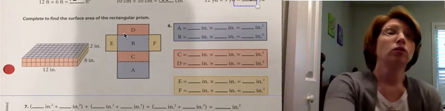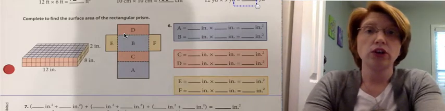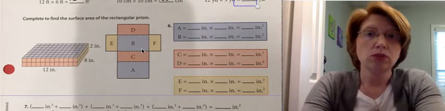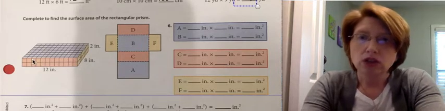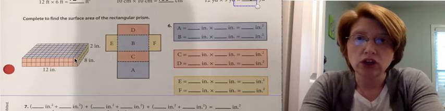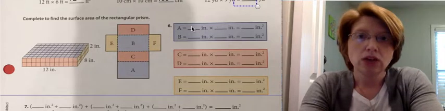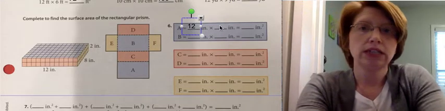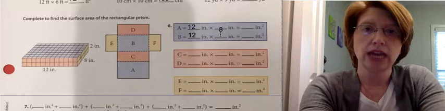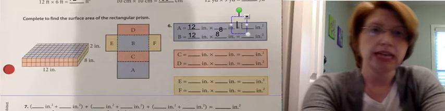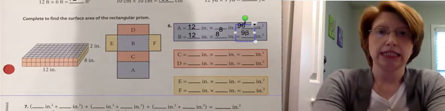Okay, so let's figure out the surface area of the rectangular prism that they give you on your paper. We're going to start with blue, which is A and B, and that's here and here, and they're going to be the same. So if I look, there's 12 cubes this way, and there's 8 cubes going back this way. So I would do 12 times 8, and then I would come down here and do that again. 12 times 8 is 96. So this one would be 96.